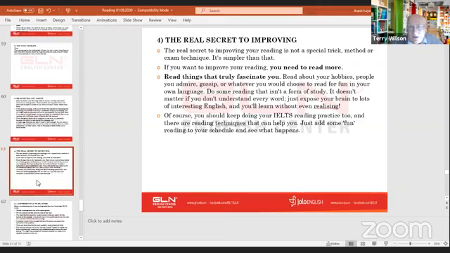Of course, you need to keep doing your IELTS reading practice too. And there are reading techniques that can help you. Just add some fun reading to your schedule and see what happens.